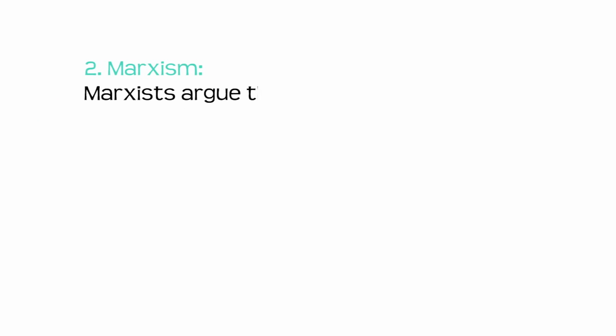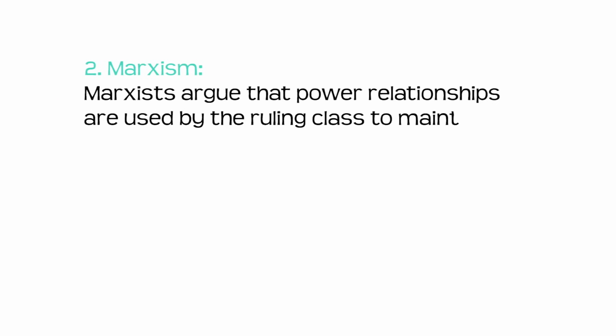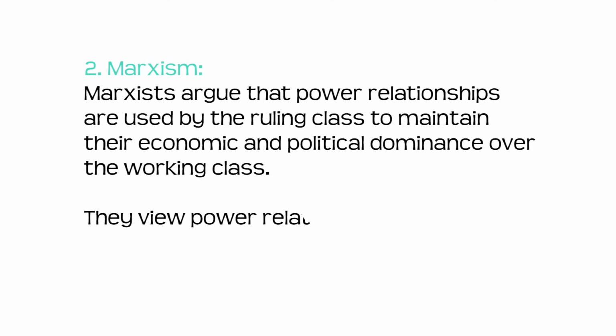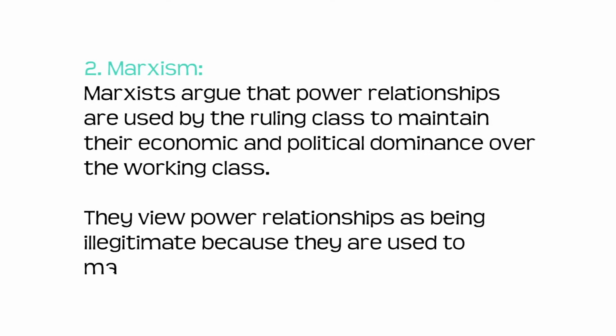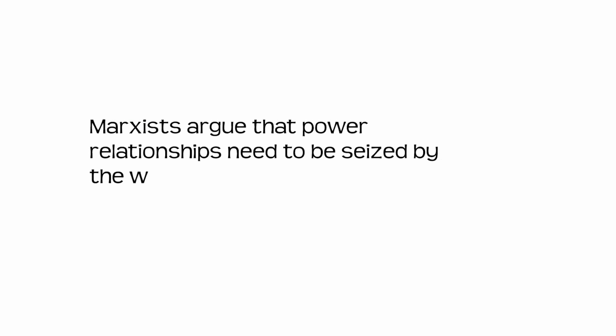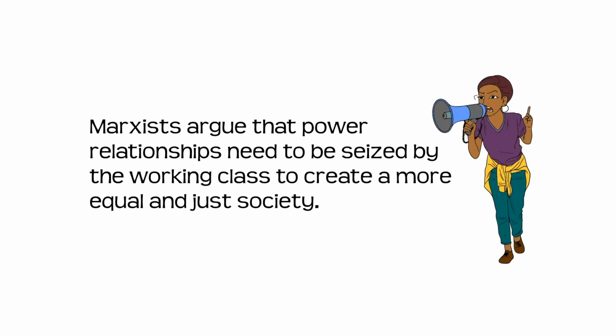Number 2, Marxism. Marxists argue that power relationships are used by the ruling class to maintain their economic and political dominance over the working class. They view power relationships as being illegitimate because they are used to maintain an unjust and unequal system. Marxists argue that power relationships need to be seized by the working class to create a more equal and just society.